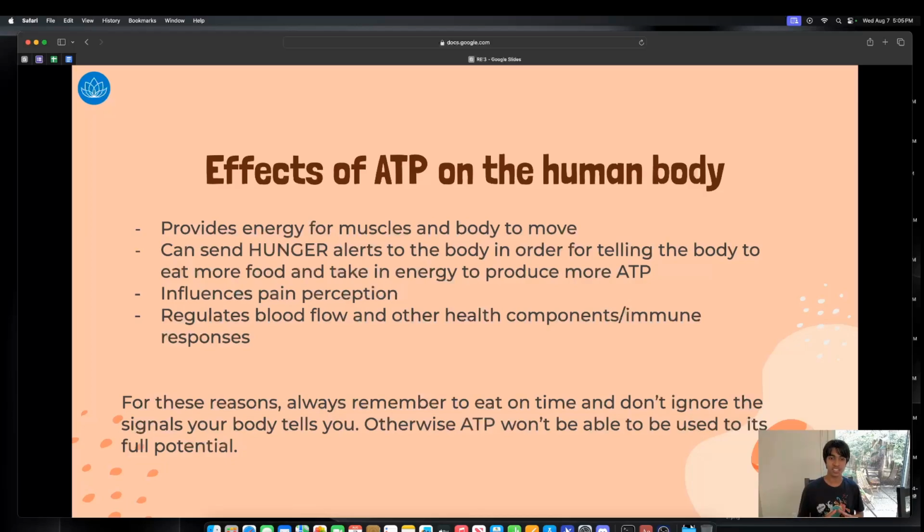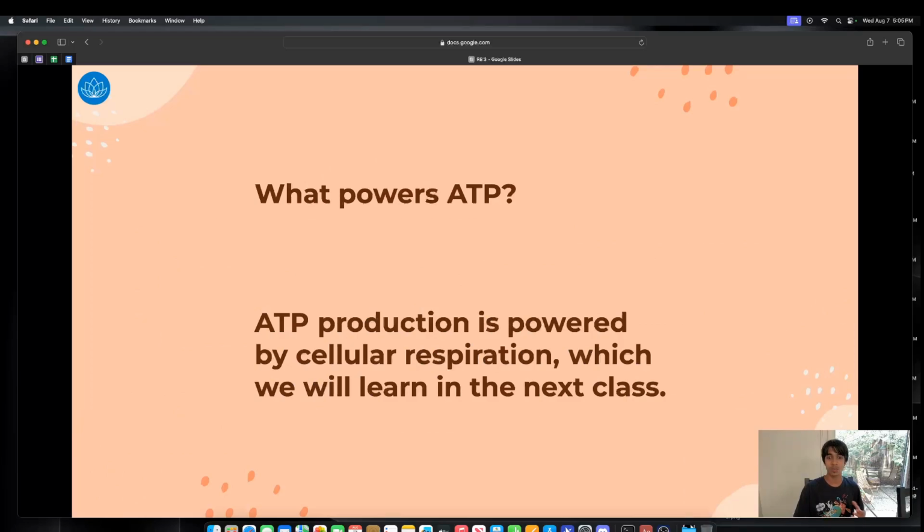For these reasons, always remember to eat on time and don't ignore the signals that your body tells you. Otherwise, ATP won't be able to be used to its full potential, and you'll probably always be on like 1 phosphate group, which is a really bad sign of health, right? So what powers ATP? ATP production is powered by cellular respiration, which we will learn in the next class.